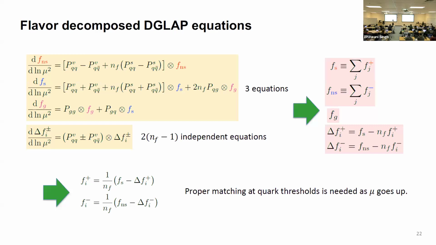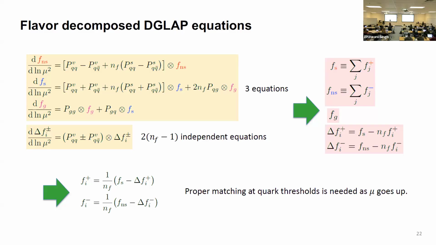The first 3 equations are the same as the previous one. We have non-singlet, singlet, and gluon, and these 3 equations. And the other ones are given by the flavor difference. They evolve by the valence kernels and evolve by themselves. This gives us the remaining 2 times NF minus 1 independent equations. And then by solving them, the first 3 give you singlet, non-singlet, and gluon. And the other ones give you the difference between the singlet and non-singlet with the flavor you're looking at.